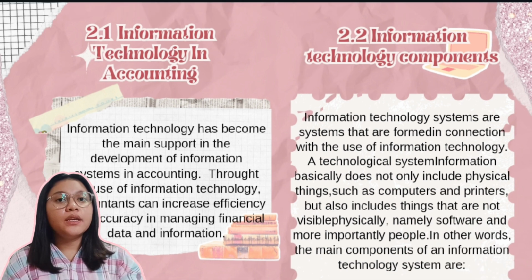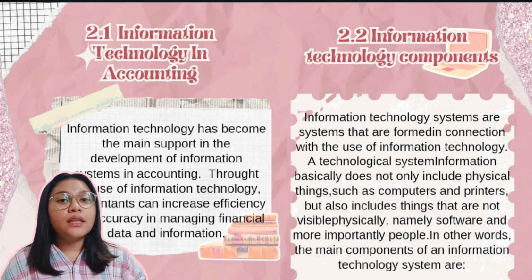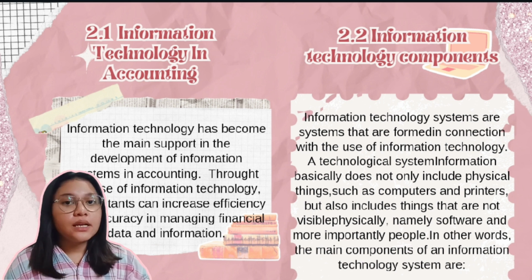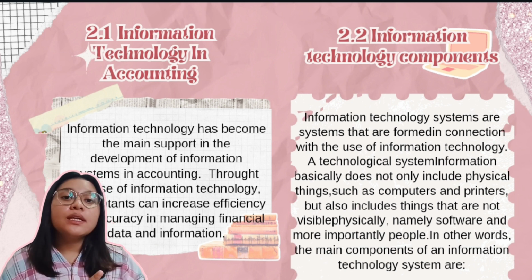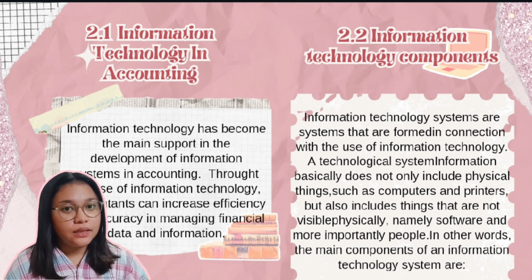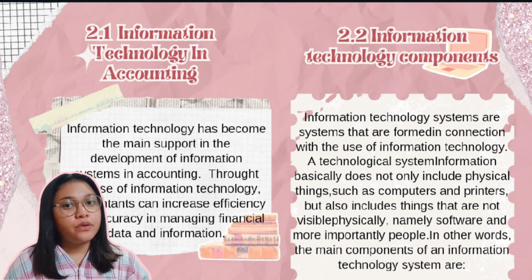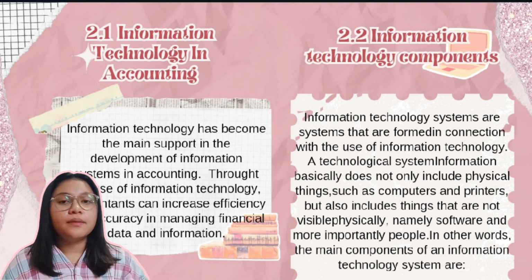Next, 2.2 Information Technology Components. Information technology systems are systems that are formed in connection with the use of information technology. An information technology system basically does not only include physical things such as computers and printers, but also things that are not visible physically, namely software and, more importantly, people. In other words, the main components of an information technology system are: number 1 is hardware.